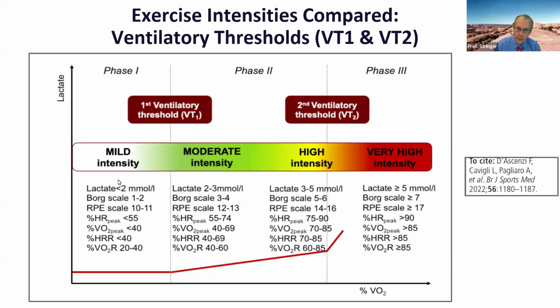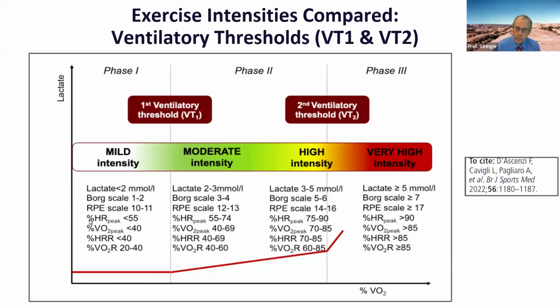So at very mild intensity, obviously the lactate's low, you're below the first ventilatory threshold. And we talked about this before, but that can be called the AT, the LAT, the gas exchange LAT, VT1, whatever you want to call it. It's really the first deviation between mild and moderate exercise. So your lactate begins to go up after your ventilatory threshold, your Borg scores go up.